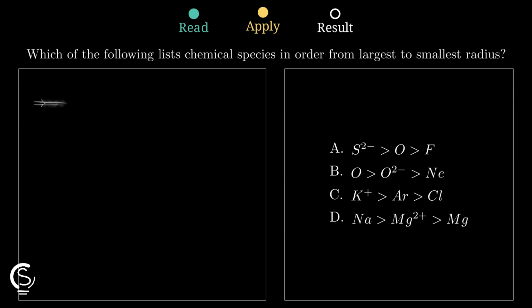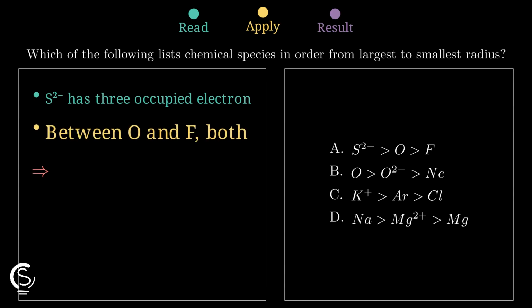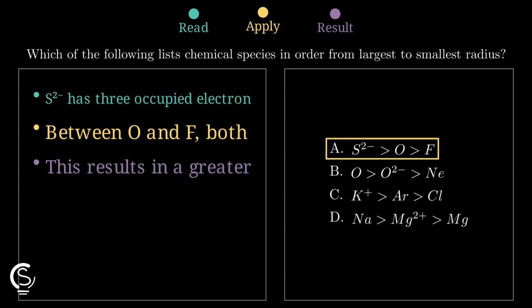Now compare oxygen and fluorine. They sit in the same period, so they have the same number of occupied shells, but fluorine has more protons pulling electrons inward harder. That stronger pull makes fluorine smaller than oxygen, so the order from largest to smallest is S2-, then O, then F.